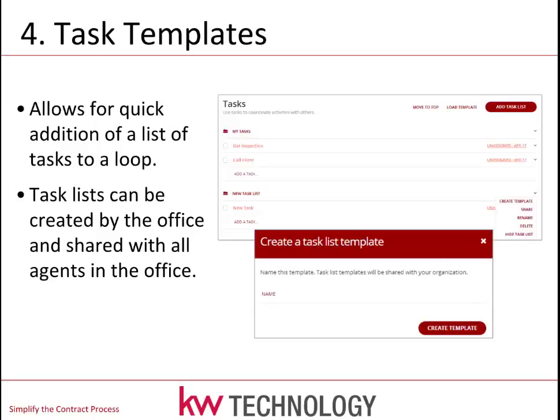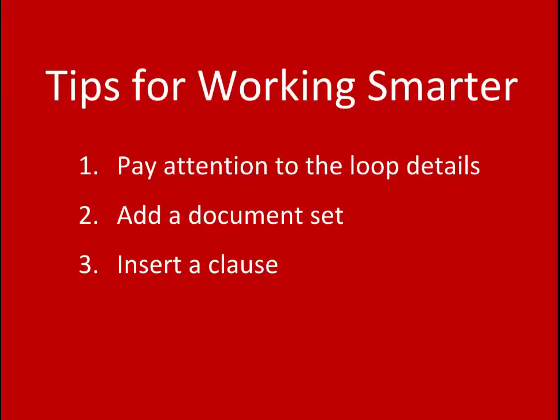First, we would need to pick up an existing loop or create a new loop, maybe name the loop Task Templates, and begin creating a task list and naming it something like Client Listing Checklist. Then we can proceed to add a new task to this list. Once complete, we can click on the drop-down next to the task list name and choose the option Create Template. Let's review some tips for working smarter, including loop details, adding document sets, and inserting clauses.